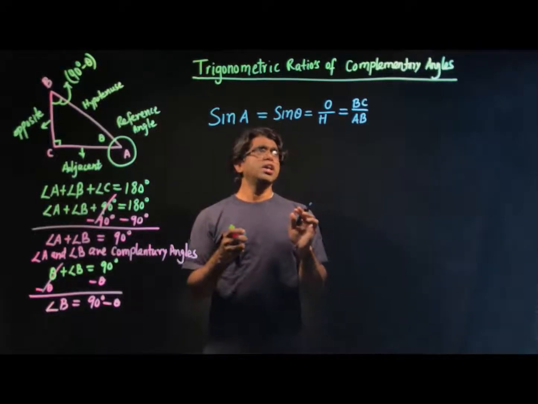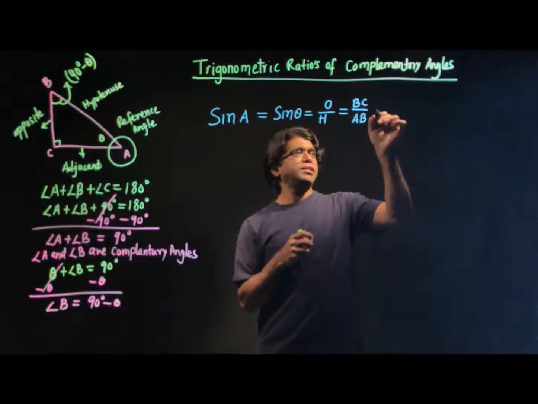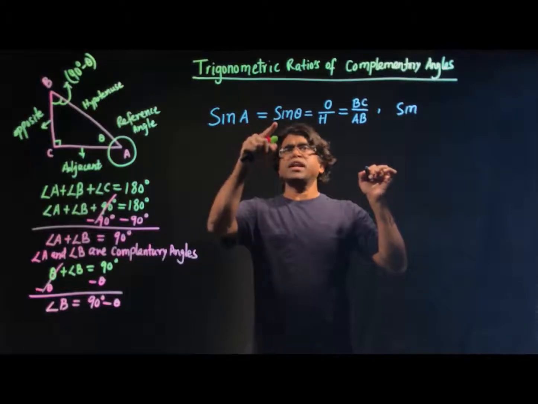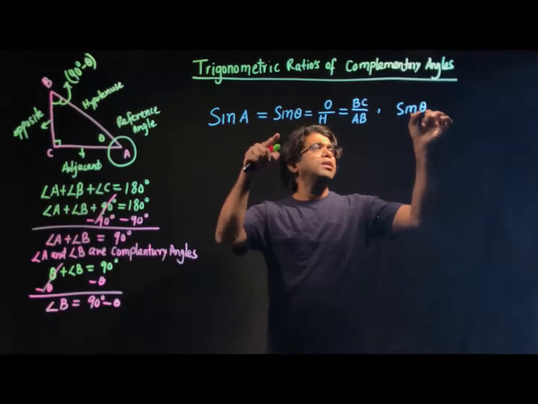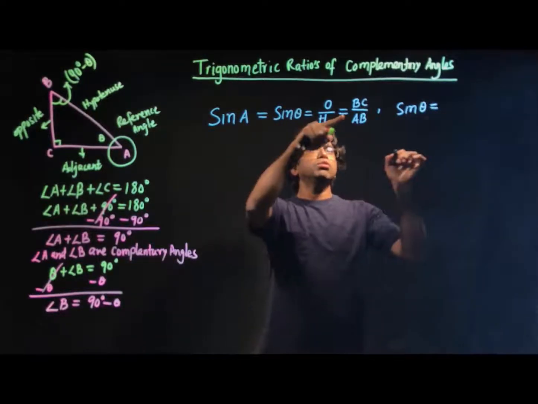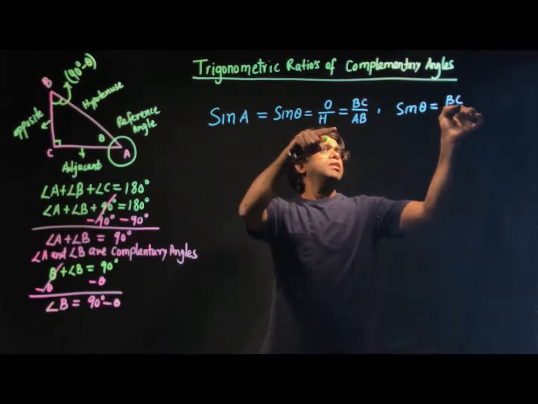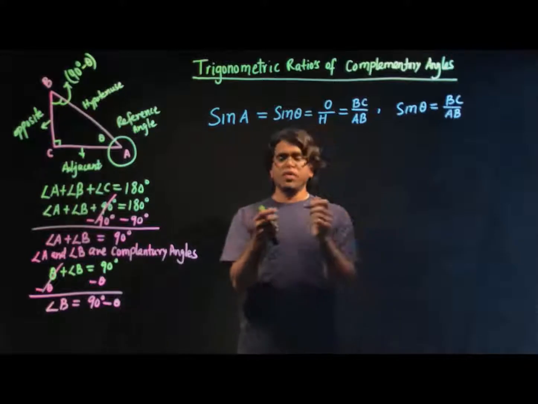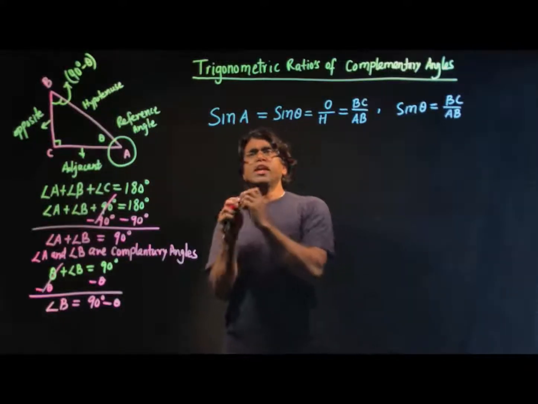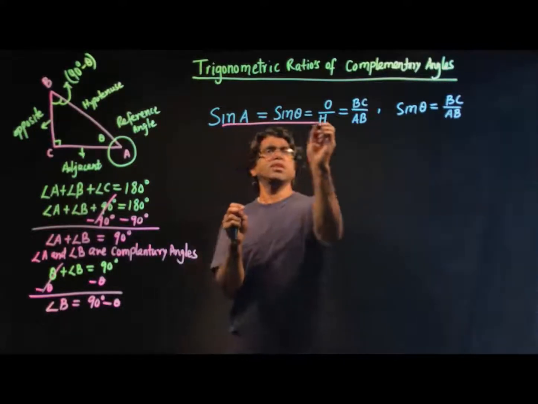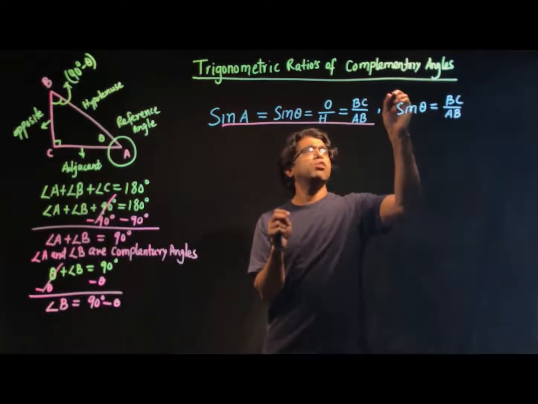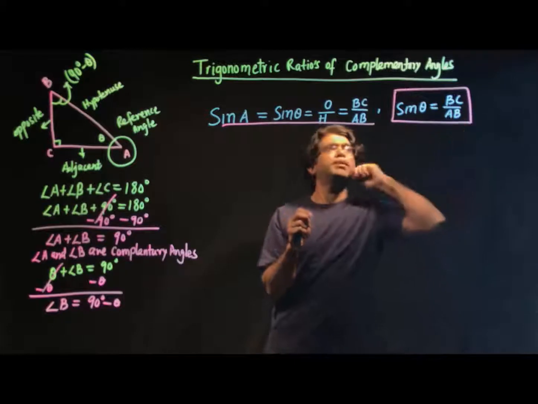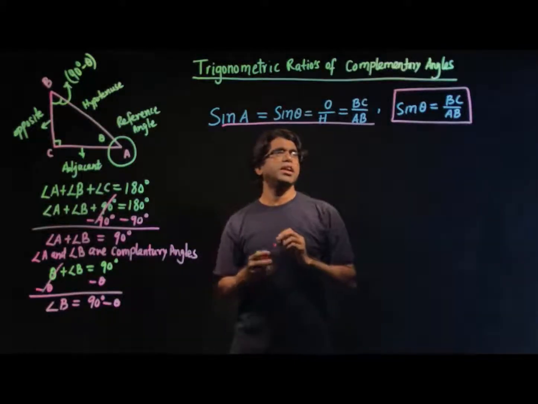So, in other words, I can write sine A is theta. So I can write sine theta is equal to BC over AB. Right? And where did I get this from? If you look at this expression right here, we got it from here. So I'm going to put this one in a box so that we can use it in a minute.